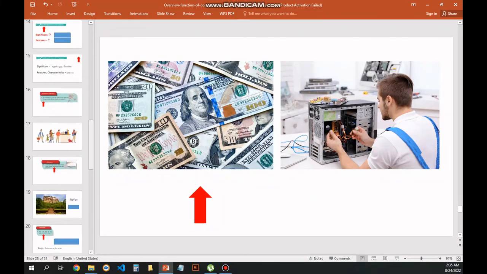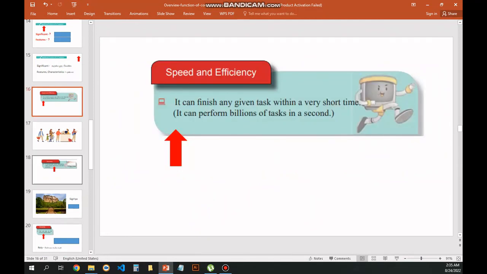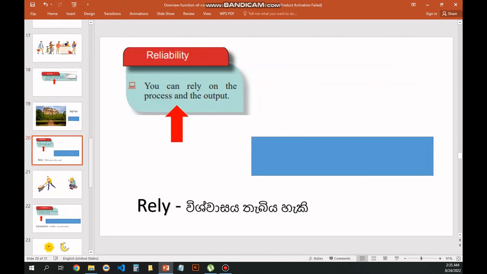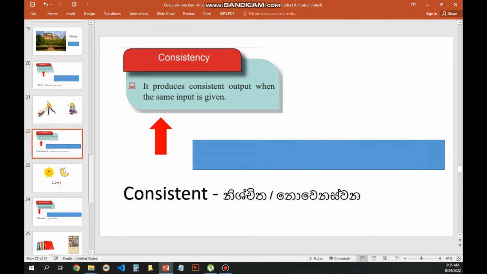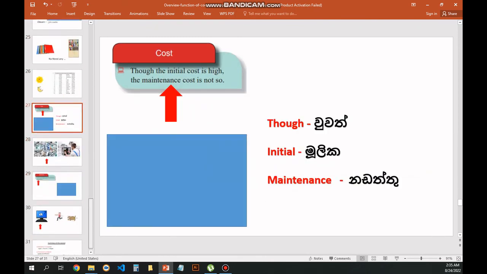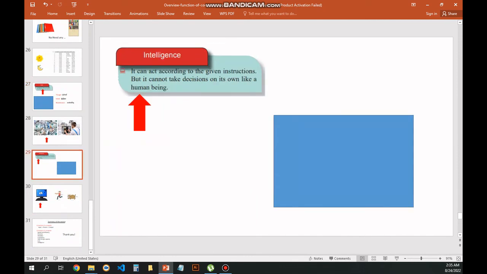Again, I'll try to recall what those are. Speed and efficiency, that's the first feature or characteristic. Then accuracy, then reliability, then consistency, then storage capacity, then cost. Then the last one is intelligence. Let's try to read this.